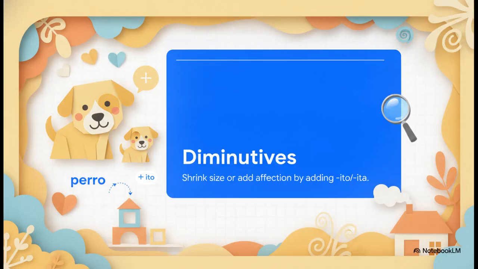Okay, shifting gears to diminutives. This is how you shrink a word's literal size or add a ton of affection. The golden rule here is adding ito or ita. For example, perro becomes perrito, dog to doggy. Right. There are a few other endings out there like cito for words ending in certain consonants, but honestly, ito and ita are your main anchors here. They instantly add that warmth.